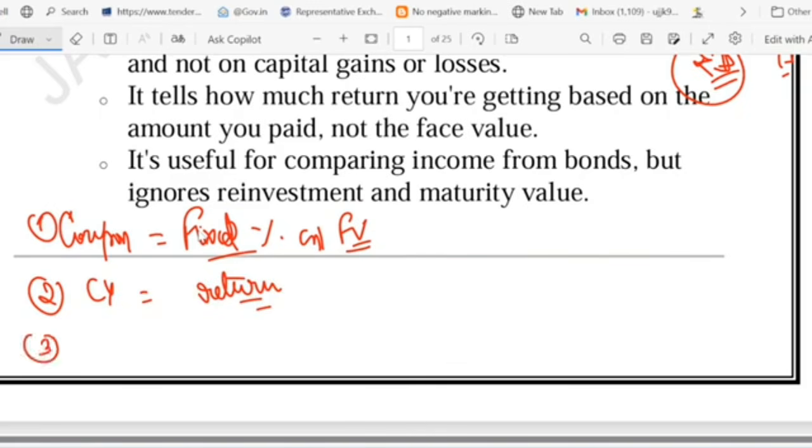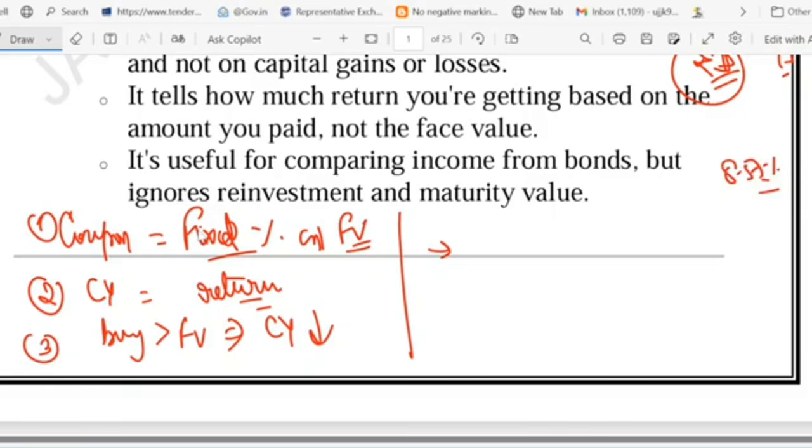Now one more thing. If you buy above face value, what will happen? Your current yield will go down. As you can see, in this case, current yield goes down to 8.57%, because you bought above face value.